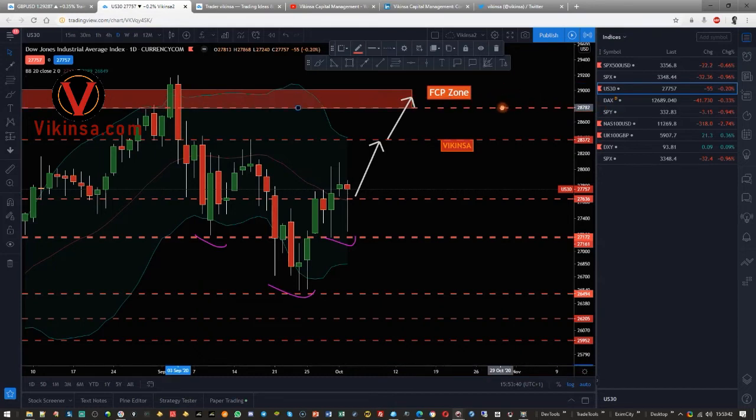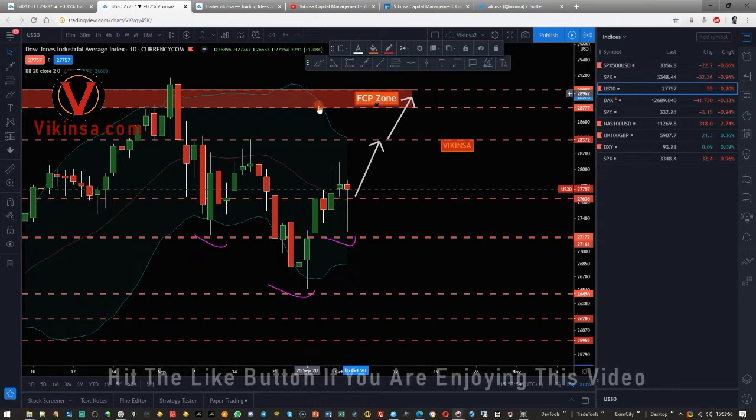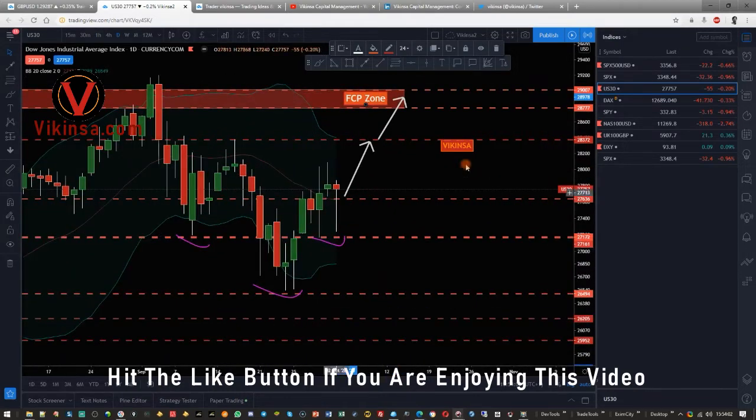Not exactly that level, maybe towards the start of that zone. So these two levels are there. Whenever I'm drawing this FCP zone, that basically means that this is the lowest level, that's the highest level, and price can react anywhere, at any point in that particular zone. So US30 is also looking exactly like the S&P 500, no surprise there.